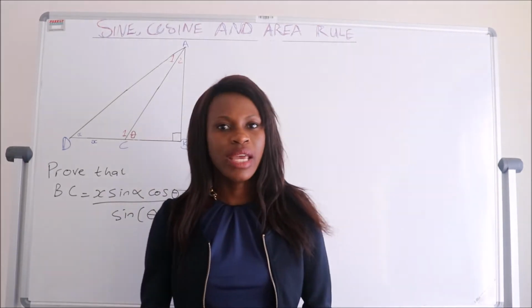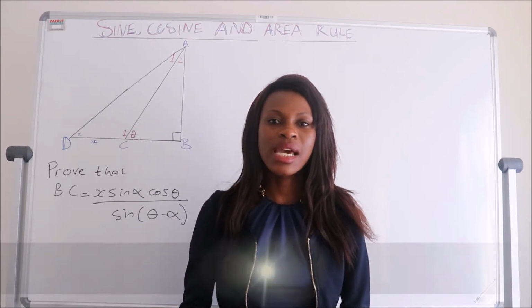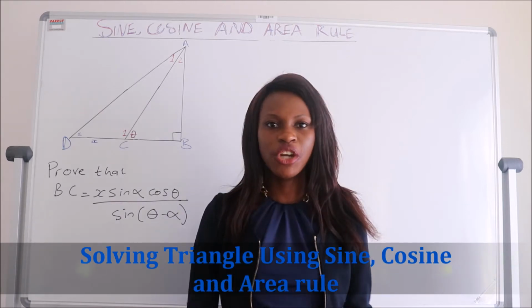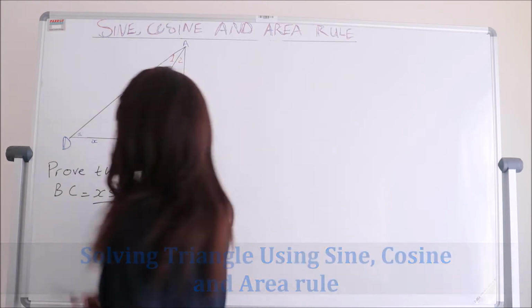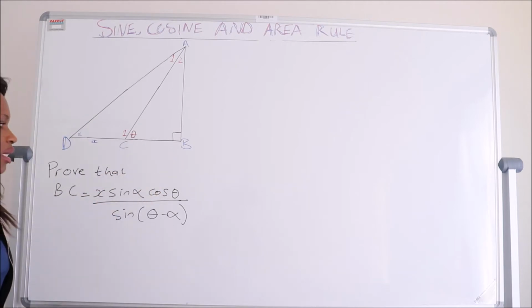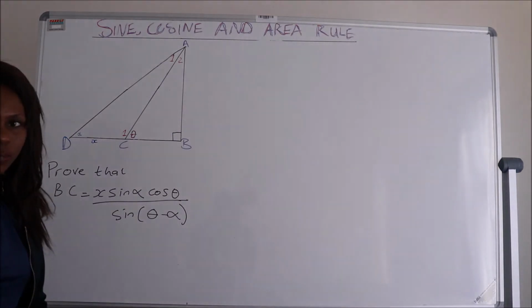So today is just a continuation and also the last lesson on the sine, cosine, and area rule in trigonometry. So I'll just take you through this question where we have to prove that the side BC is equal to x sine beta cos theta divided by the sine of theta minus beta.